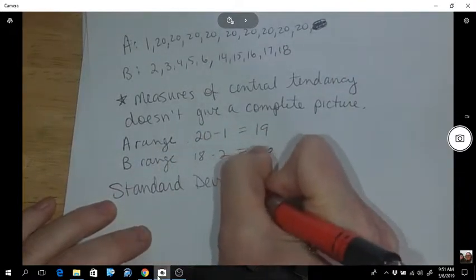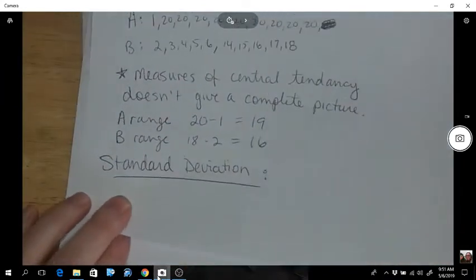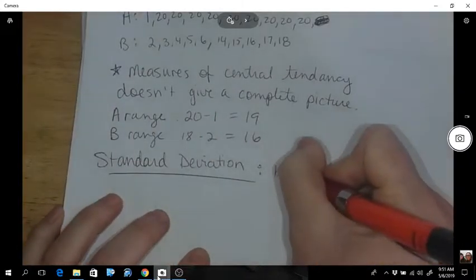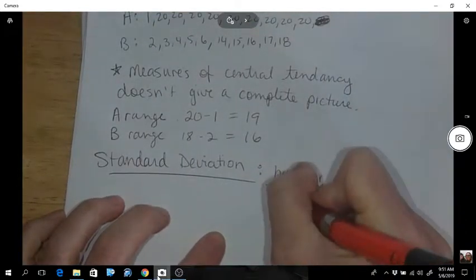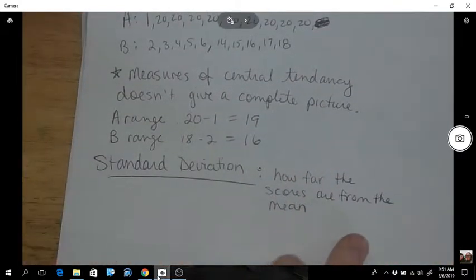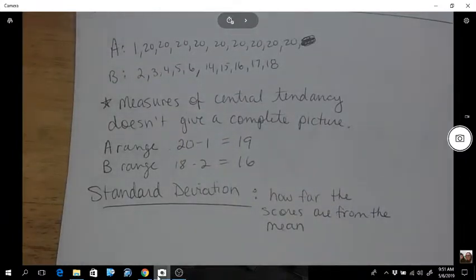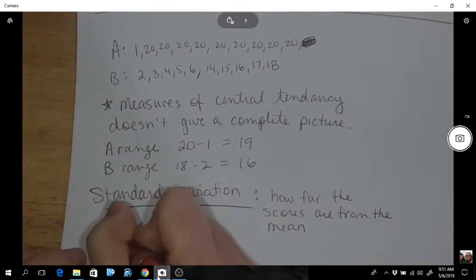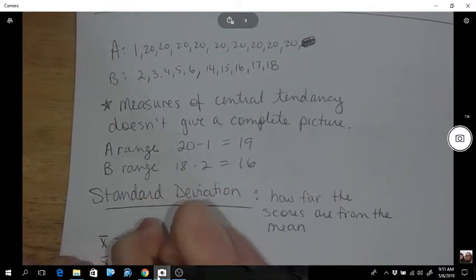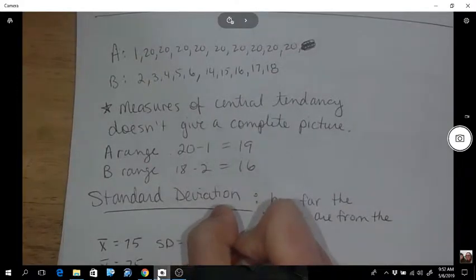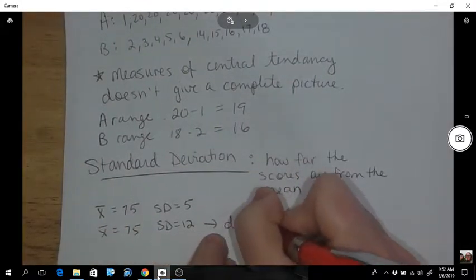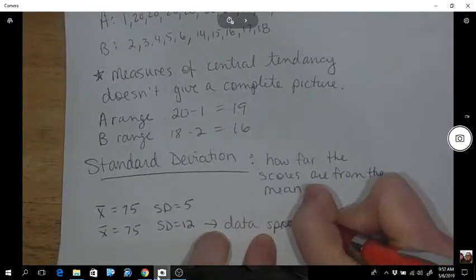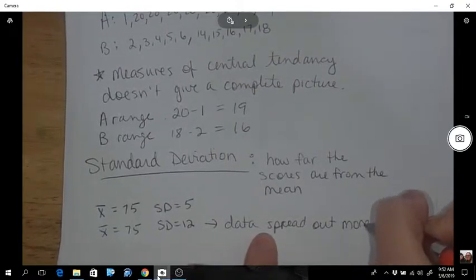So we're also going to talk about standard deviation. Standard deviation is how far away the scores are from the mean. This helps us understand if the data is close to the mean or if it's really spread out. Let's say you had one set of data with a mean of 75 and another with a mean of 75. The first one had a standard deviation of 5, and the second one had a standard deviation of 12. The second would have the data spread out way more. Does that make sense?